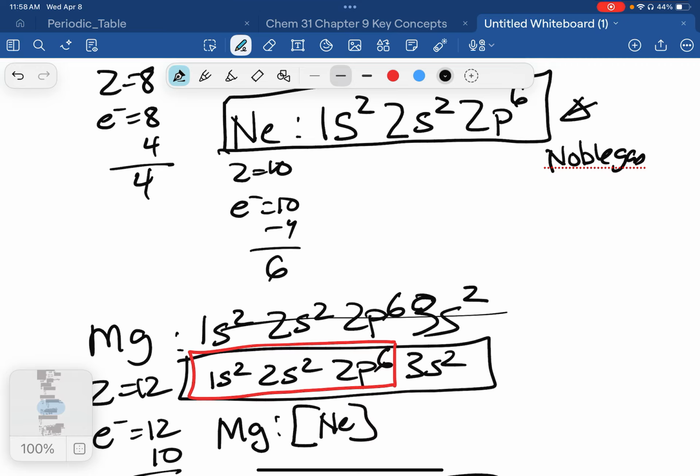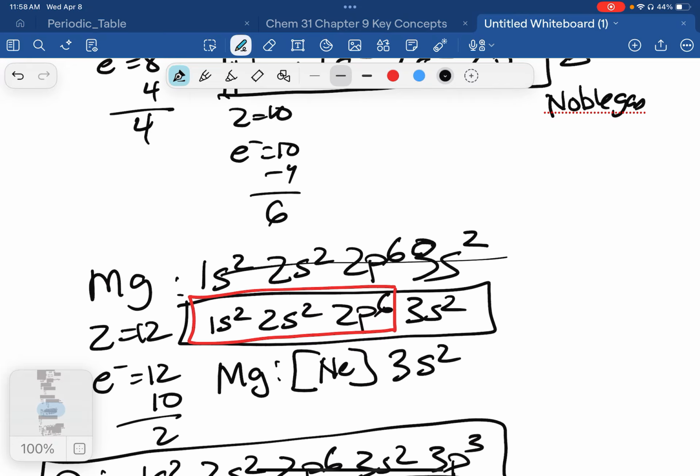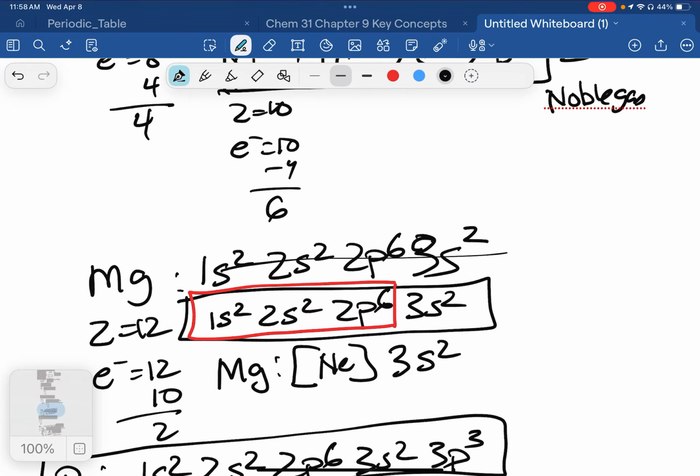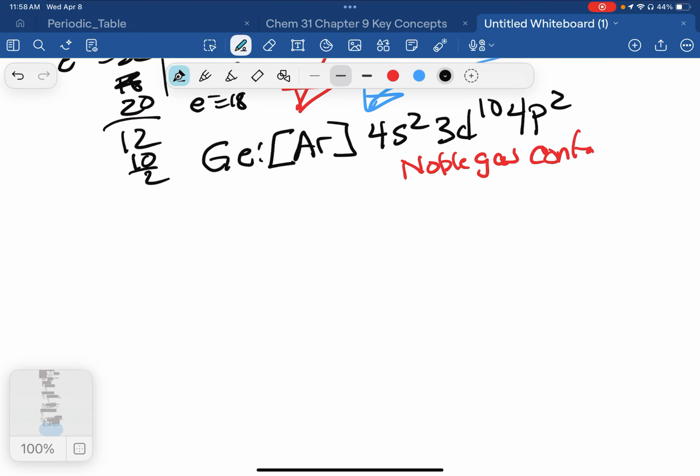And then you add what's left behind, which is a 3s2. So again, either of these are valid for magnesium. This is noble gas, and this is full. So do make sure you know the difference between the full electron configuration and the noble gas configuration for these different elements, and they could be written in a different way.